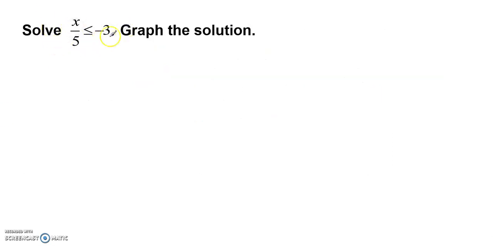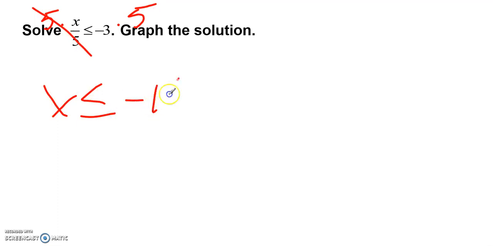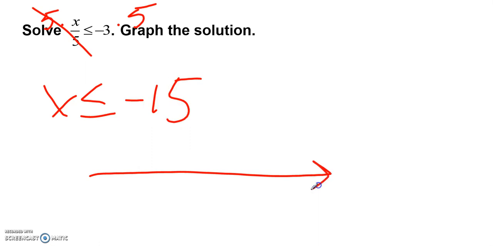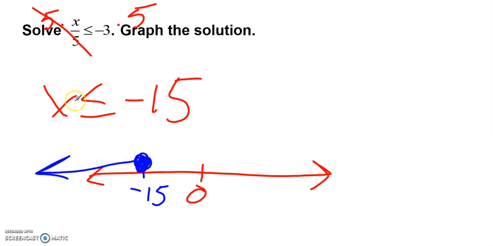Solve this and then graph it. So I'm going to multiply by 5, cancel. x is less than or equal to -15. Okay, and then I'm going to graph 0, -15, and this is going to be a filled in circle because it's equal to, which means it can be -15, and then x is less than, and the arrow is pointing that way, so mine's going to go that way. Okay.